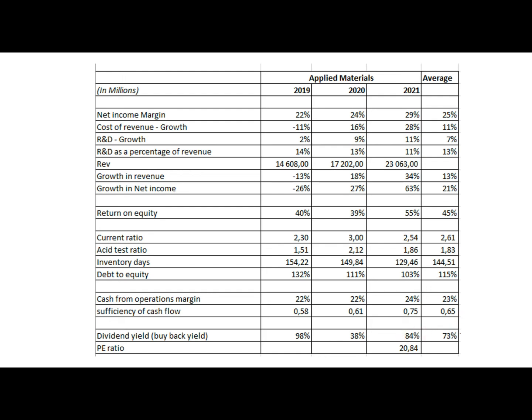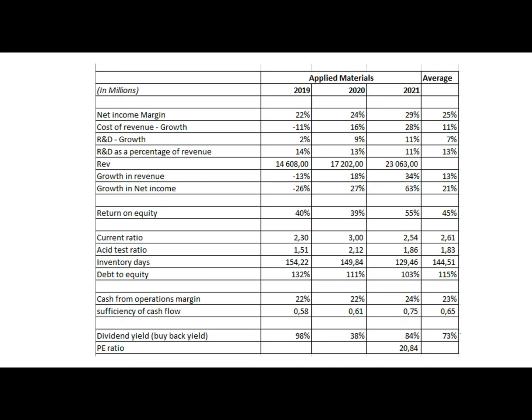Again, it's an efficient use of cash. If there aren't any businesses or investments needed to be made in the operation, it's more efficient to just give it as a reward to shareholders rather than hoarding it. The PE is slightly below the industry average. The industry average PE is just over 22, close to 23, and Applied Materials is sitting at just over 21. So it's a pretty cheap company.